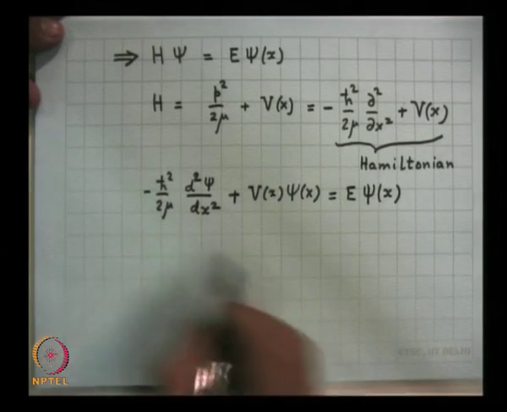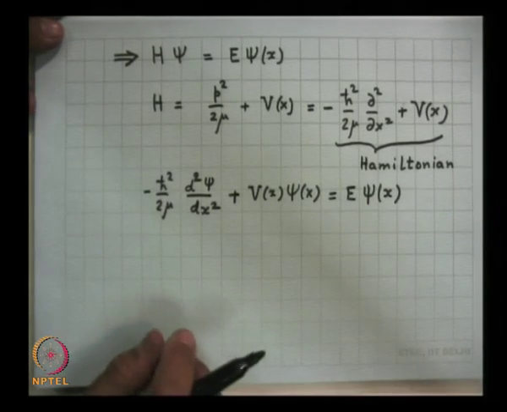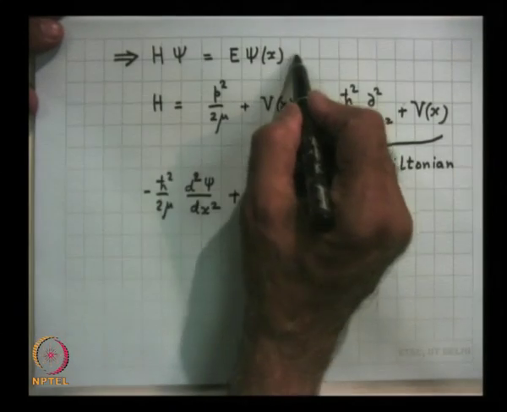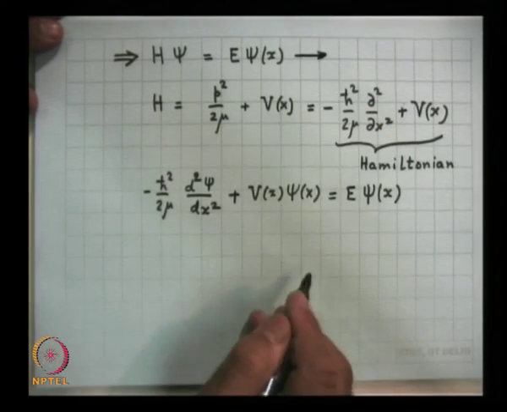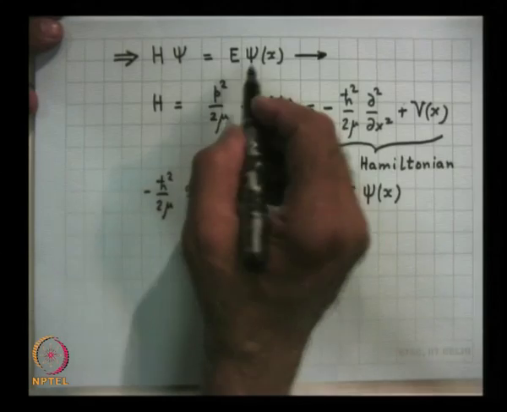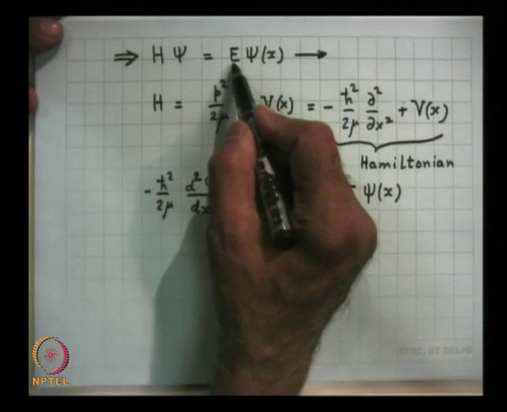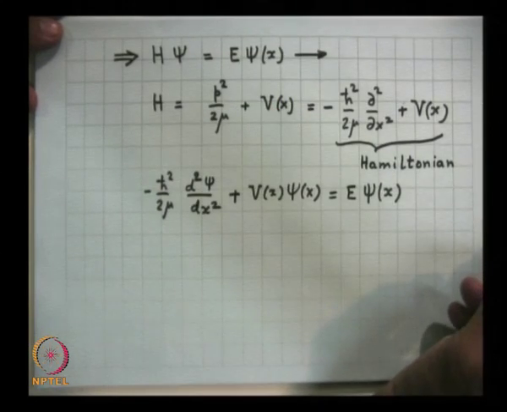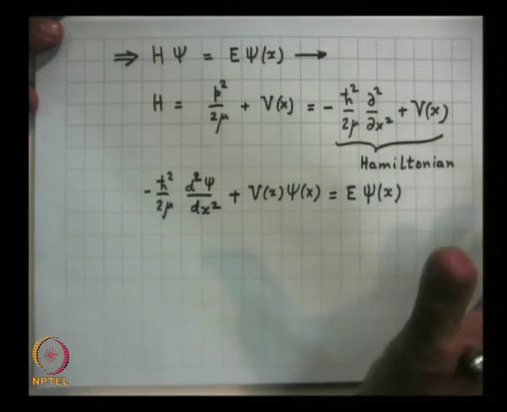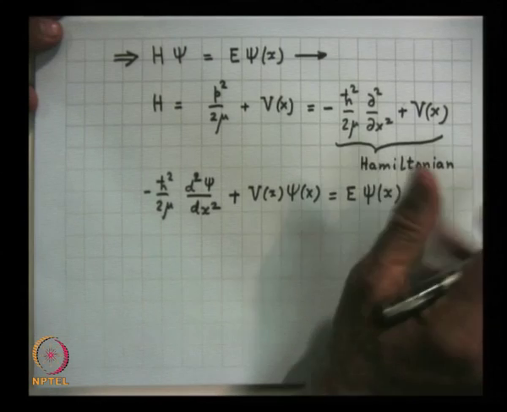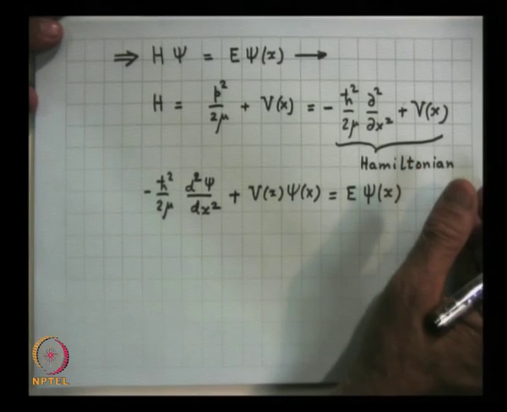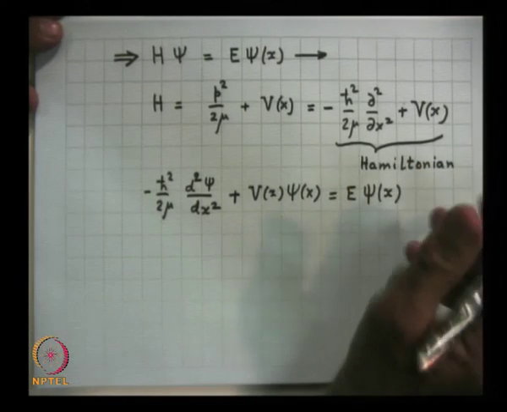As I had mentioned earlier, this equation is an eigenvalue equation. We will find that for a given potential energy distribution, only certain discrete or continuum values of E are allowed. Those are the eigenvalues of the problem, and corresponding to each eigenvalue there is a wave function. Those are known as the eigenfunctions of the system.